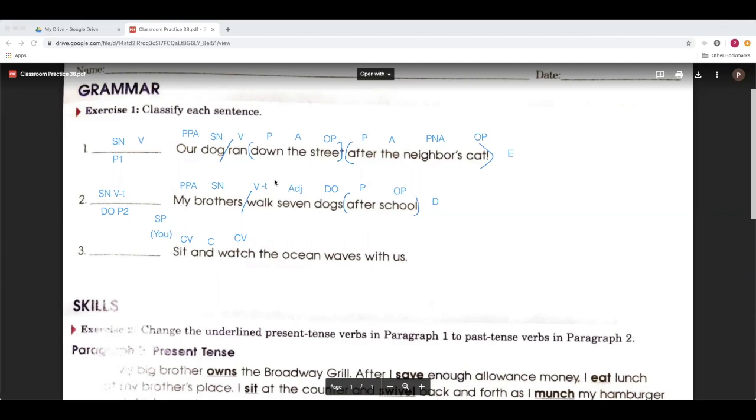You sit and watch what? The ocean. That's a direct object. So this is going to get kind of crowded here because we have to go back and label these compound verbs as compound verb transitive. So this is actually CV transitive and CV transitive.